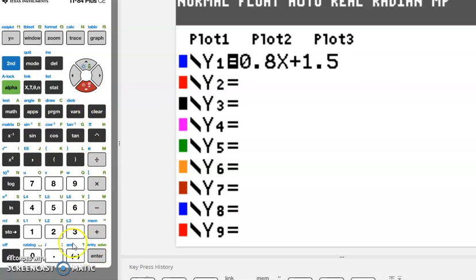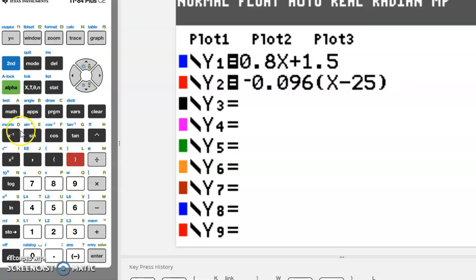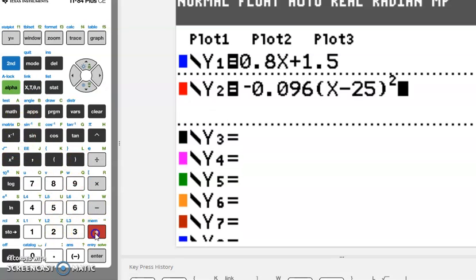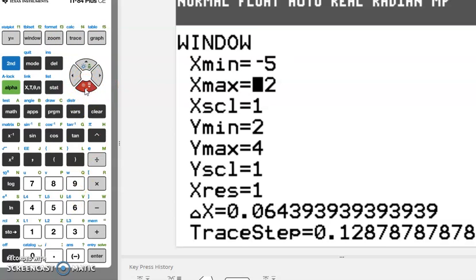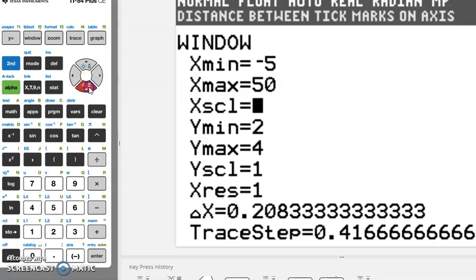The second was a quadratic, which was given at negative 0.096, bracket x minus 25, close bracket, all squared, plus 60. So the vertex is 25 and 60, so we're obviously going to have to open that window up quite a bit. I like to show a little bit of negative, so I'll make it negative 5. It went up to 60 and 25, so it's going to come back down. So my x, I'm going to try 50 as my x. I'll scale it at 10 just so it's not too busy.